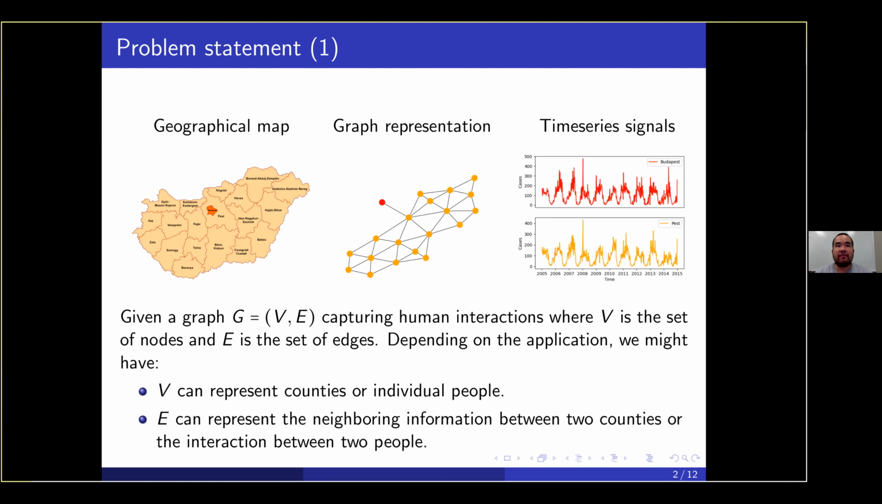Our problem can be defined as follows. Given a graph G, where V is the set of nodes and E is the set of edges, depending on the application we might have, V can represent counties or individual people. E can represent the neighboring information between two counties or the interaction between two people. For example, in this figure, we have the geographical map of Hungary with 20 counties and its graph representations.